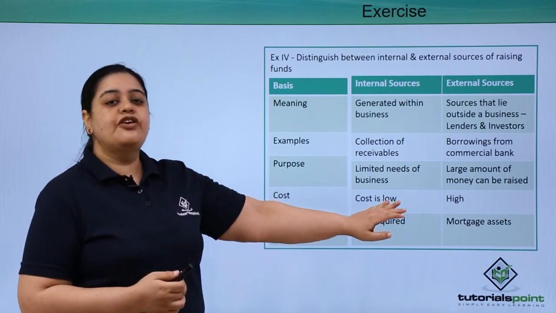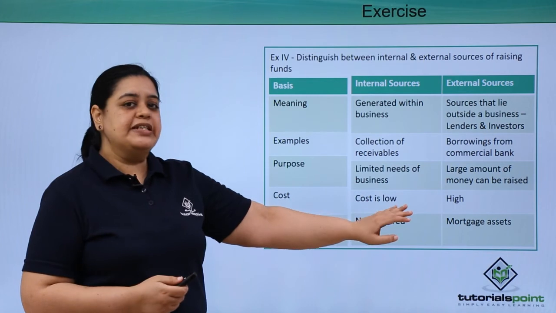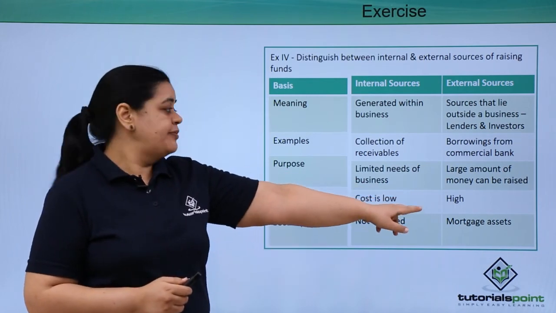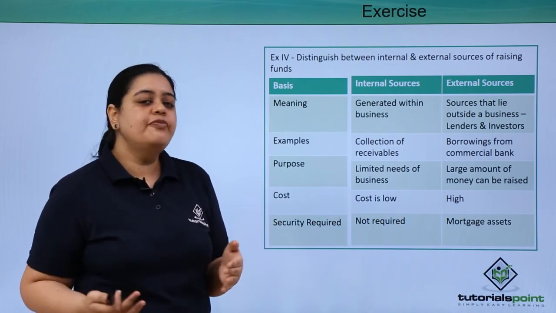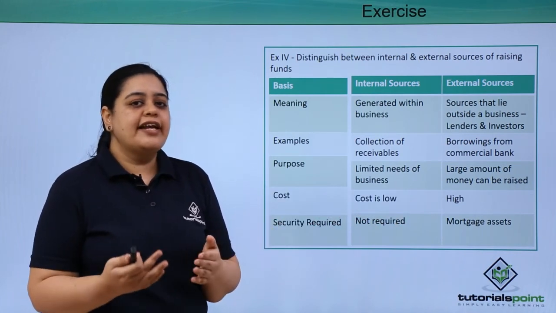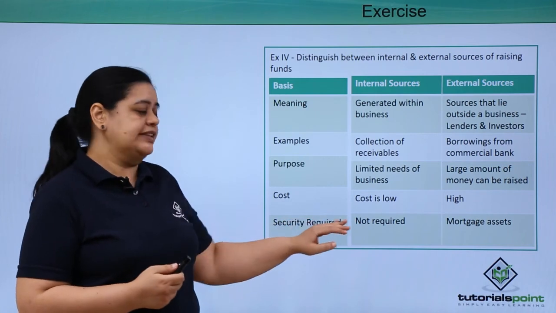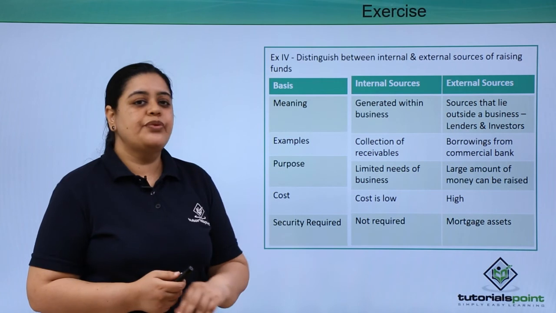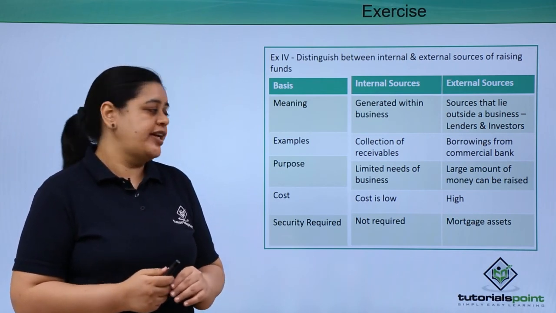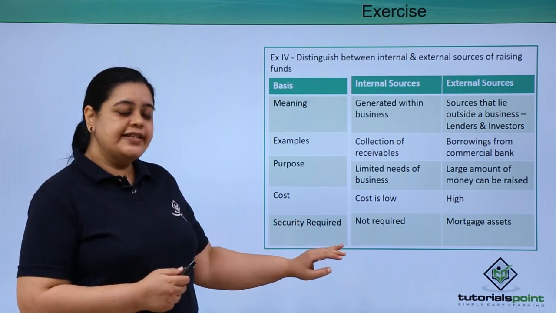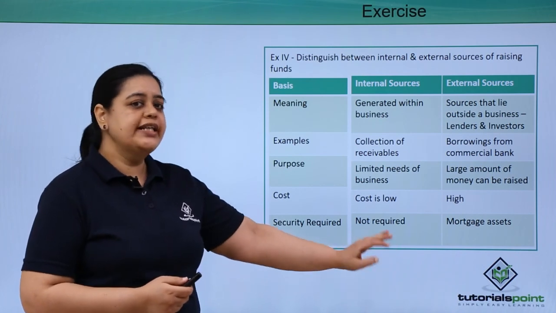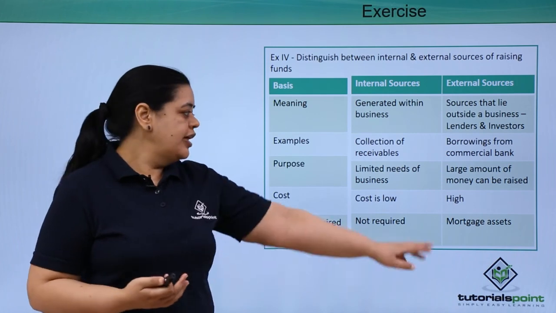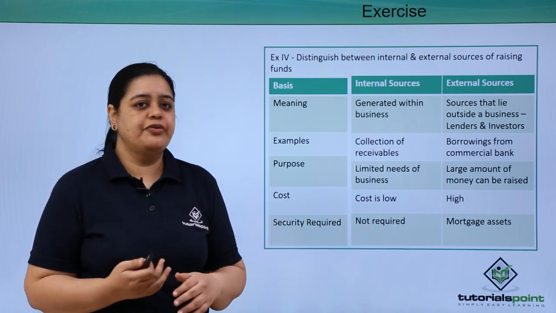Purpose. Now they solve limited needs of business. So the problems they solve would be limited. There we get a large amount of money, so a lot of problems or needs can be solved. The cost is very low in internal sources of finance, but it is very high in external sources of finance. Is security required? No, it is not required in internal sources, but in external sources, if you are going for a bank loan, then the mortgage of assets would have to be done.